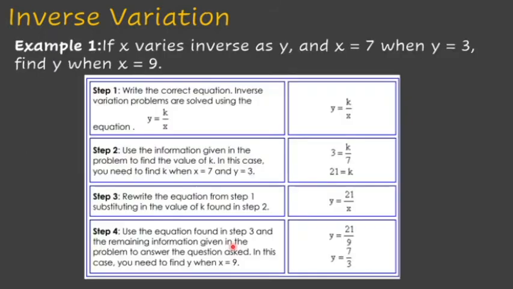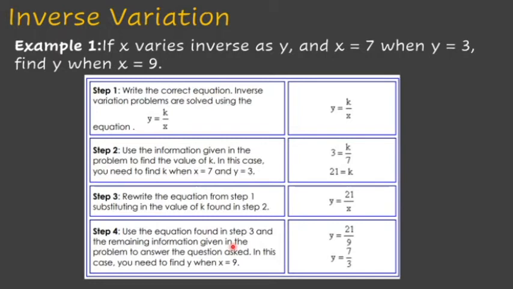Okay. So, para magkaroon kayo ng idea, let's try to solve problems involving inverse variations. Okay. So, example number 1 natin, if x varies inversely as y, and x is equal to 7 when y is equal to 3, find y when x is equal to 9. So, dito, meron tayong 4 na step in solving for the inverse variation.